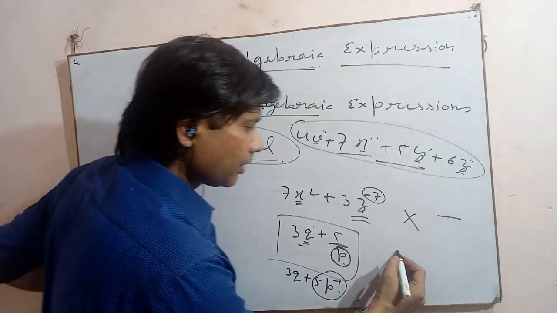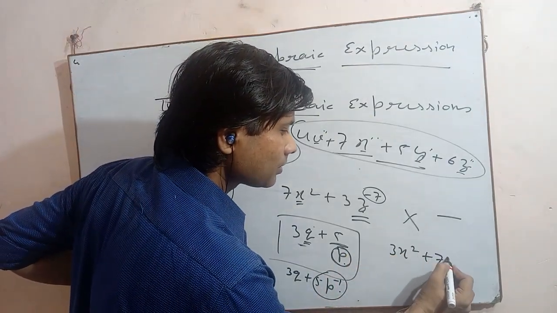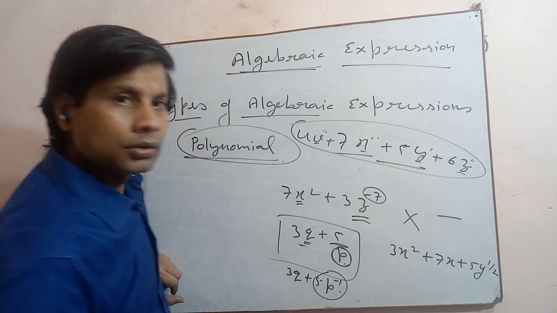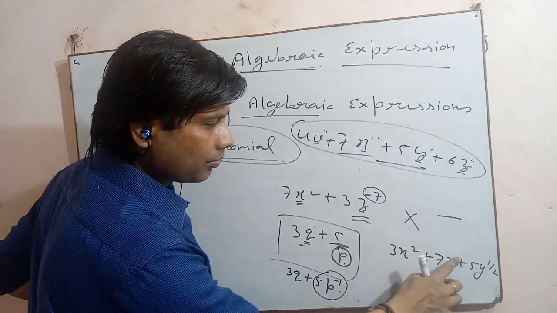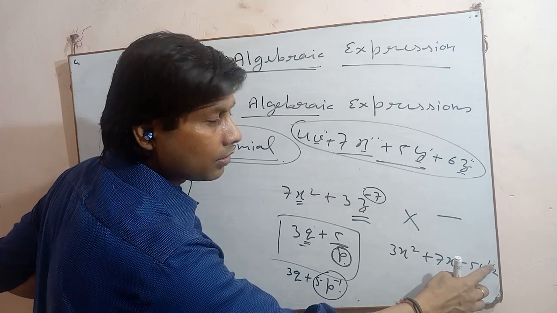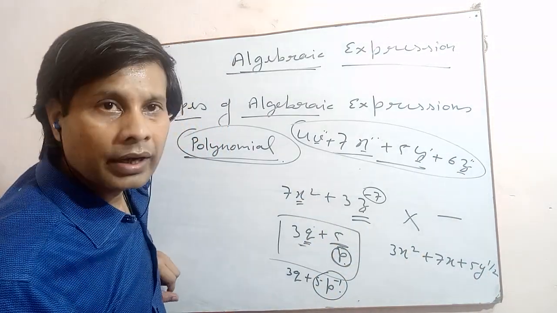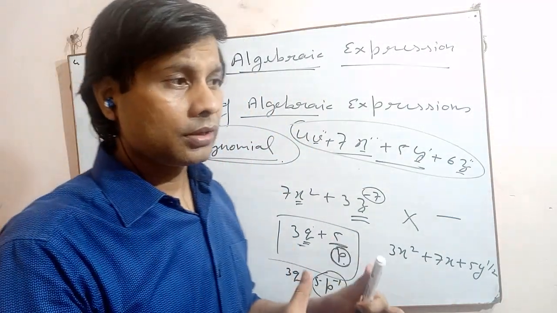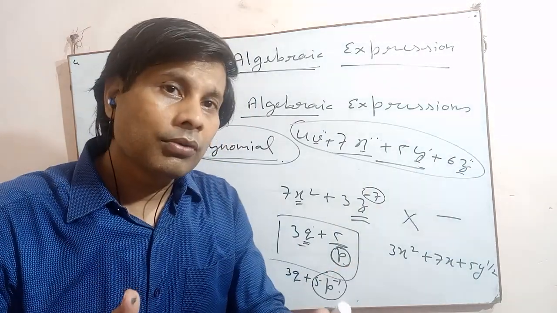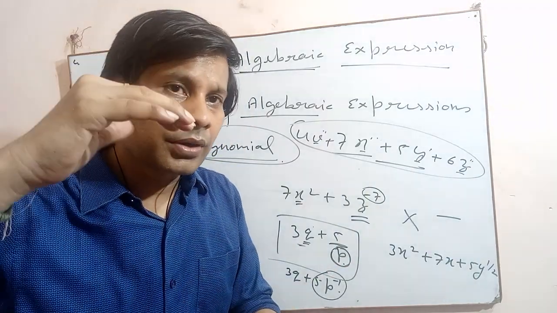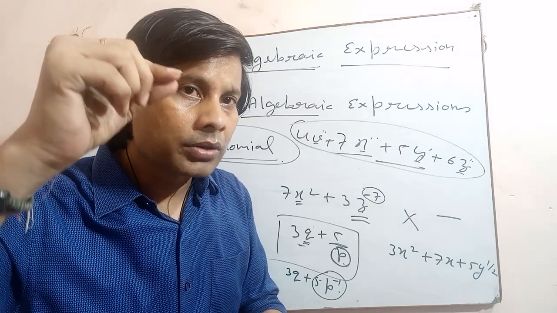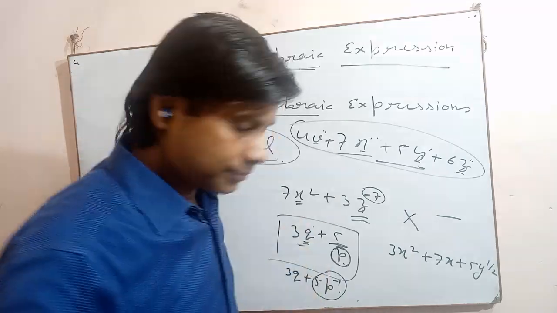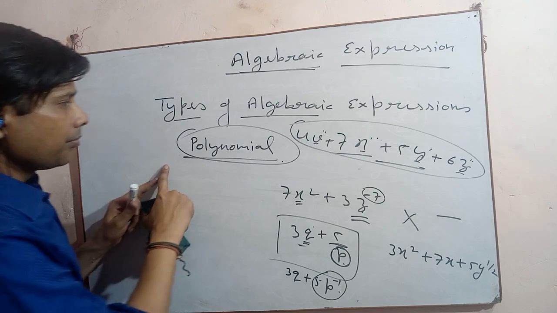And if I write it this way, 3x square plus 7x plus 5y to the power half. No problem here, power 2 is a whole number, power 1 is a whole number, but power half is not a whole number, half is a fraction. So that is why this is not a polynomial. So you have to judge, is it a polynomial or not? You have to check that all the variables contain a positive exponent or whole number. Exponent means power, whole numbers. So this way we understand the meaning of polynomial.